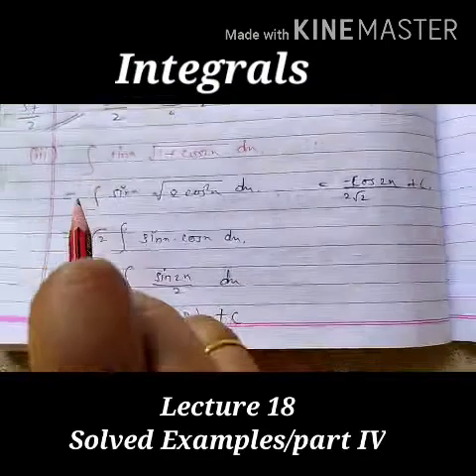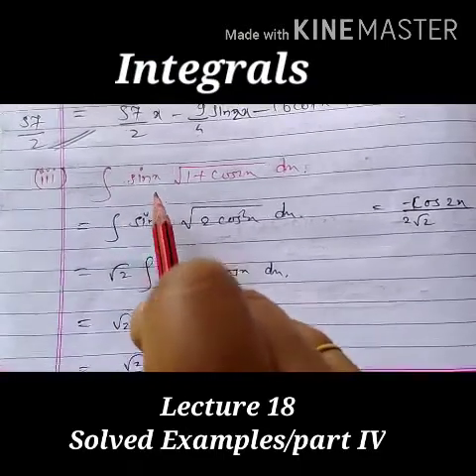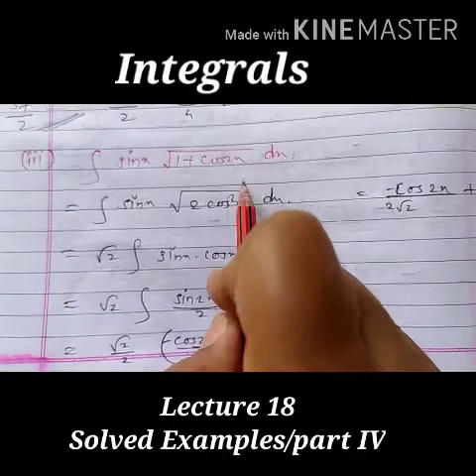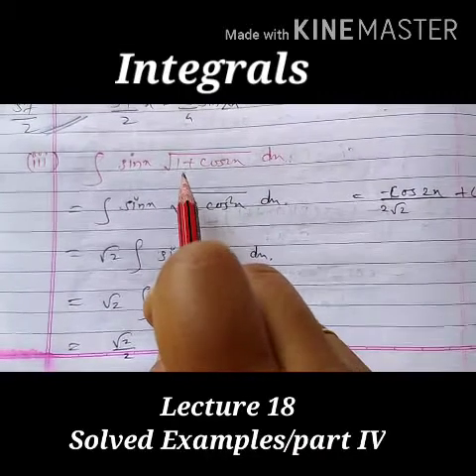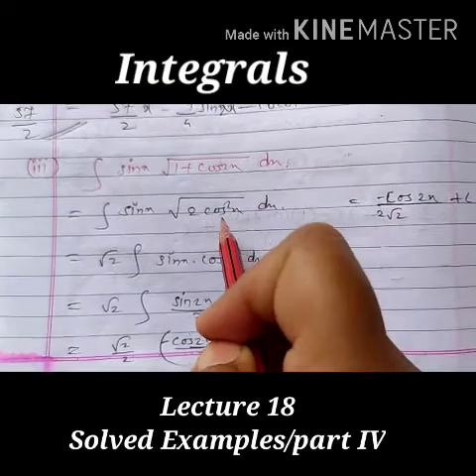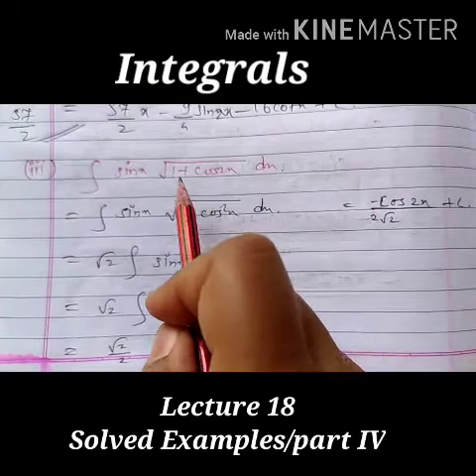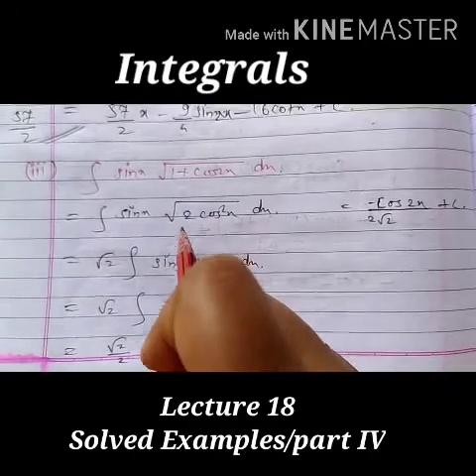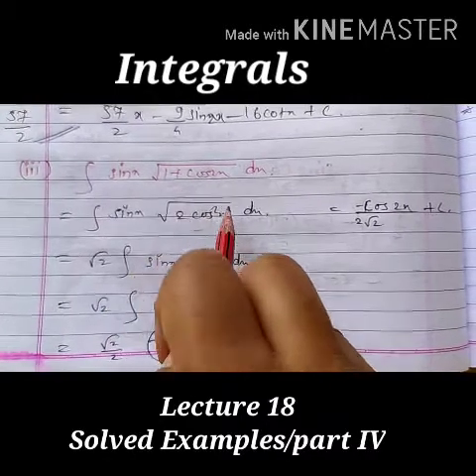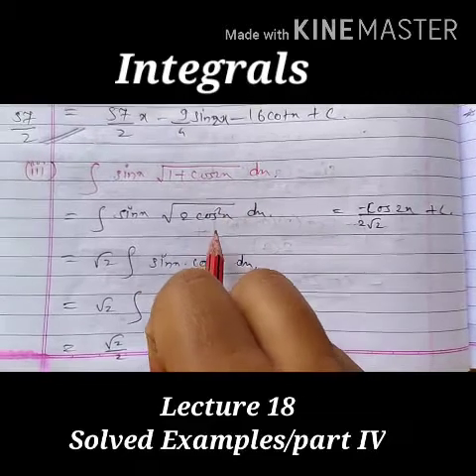Now we'll see the third example in this session. Integration of sin x into square root of 1 plus cos 2x dx. Now we know that 1 plus cos 2 theta is 2 cos square theta, or we can write cos square theta as 1 plus cos 2 theta upon 2. So we have 1 plus cos 2x as 2 into cos square x.